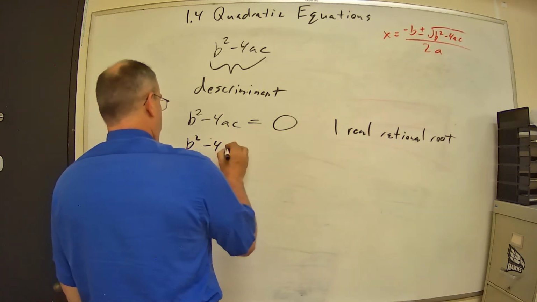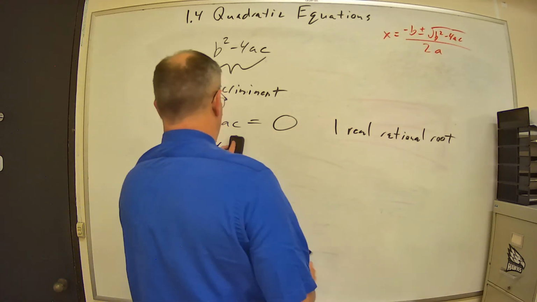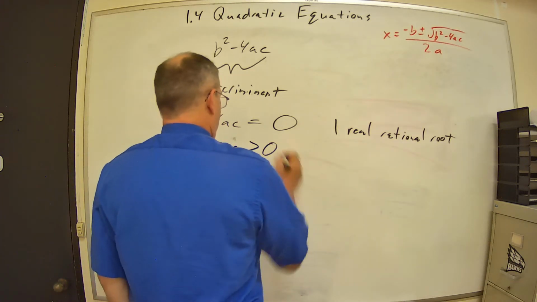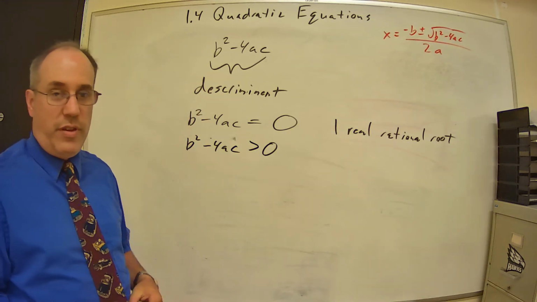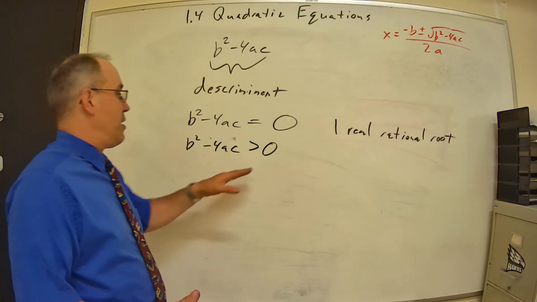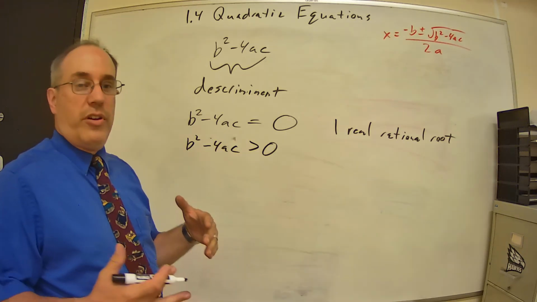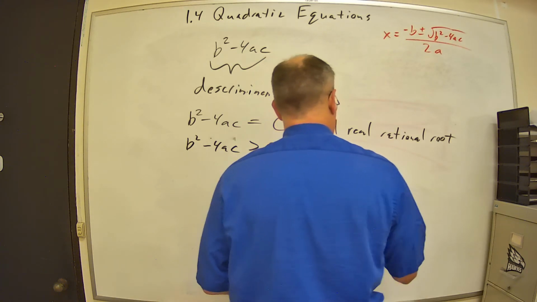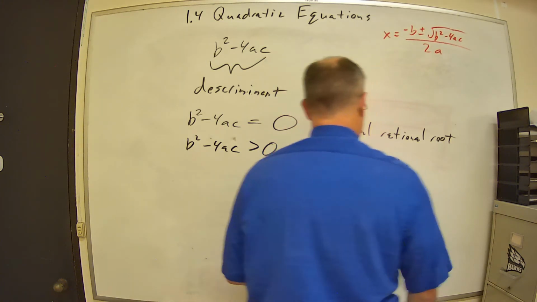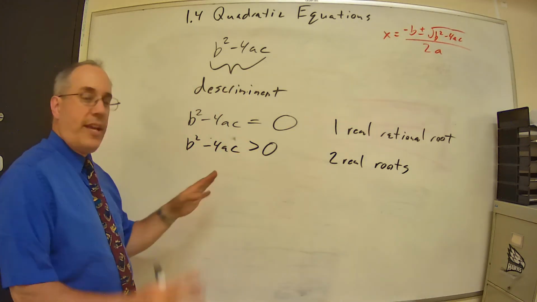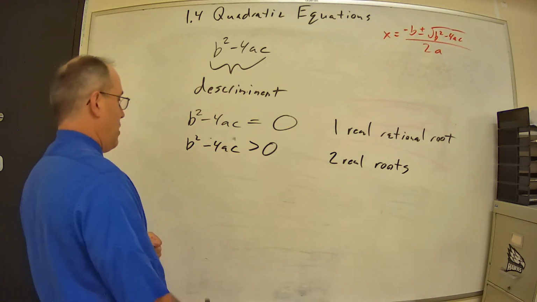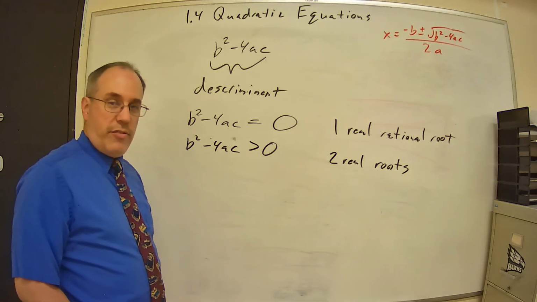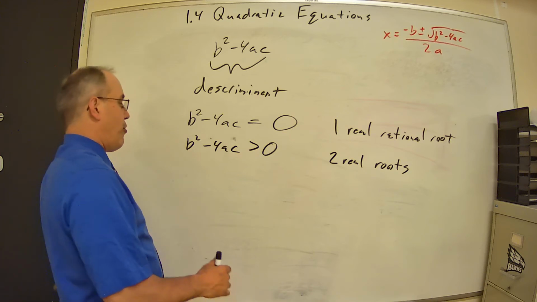If b squared minus 4ac, oops, I put a 2 instead of a c, is greater than 0, so it's positive, then you're going to have two real roots, but I'm going to break this up into two parts. If this is not only positive, but it is a perfect square.